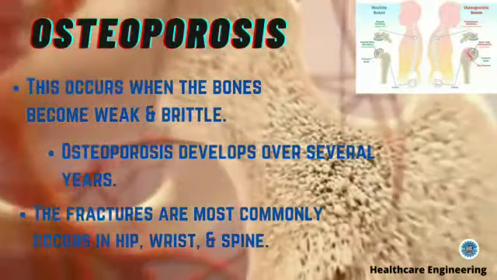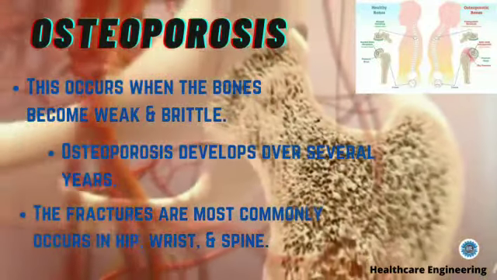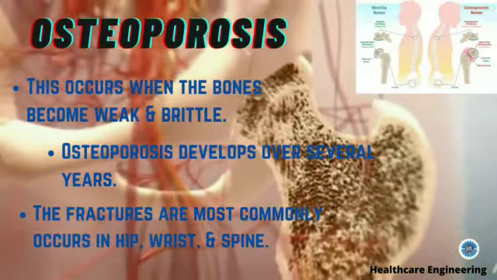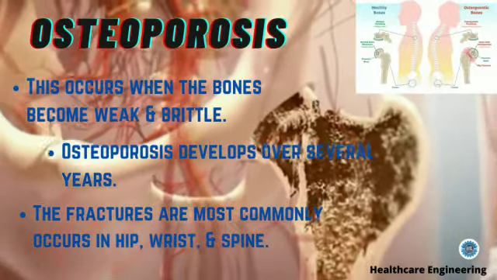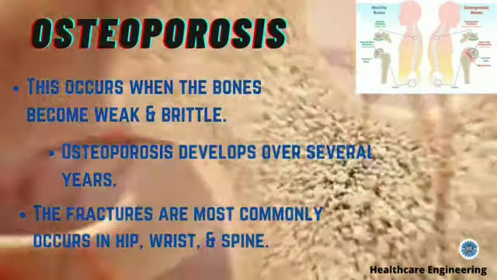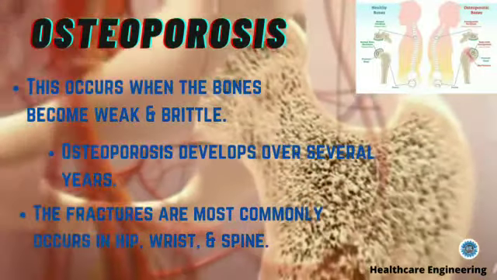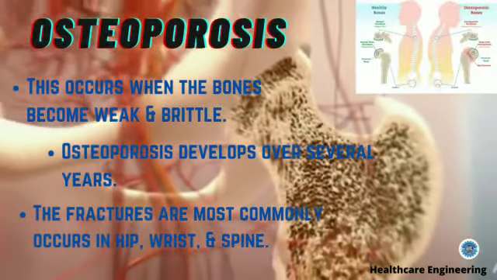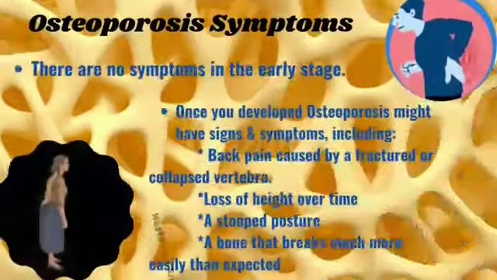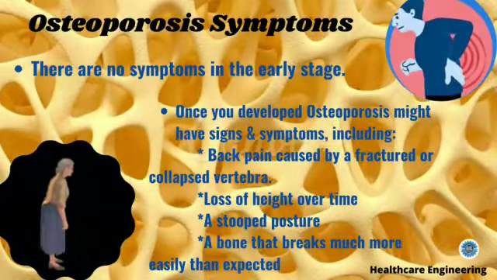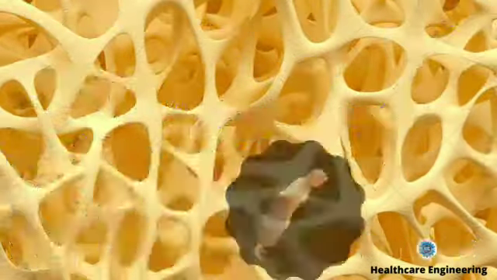It develops slowly over several years and is often only diagnosed when a fall or sudden impact causes a bone to fracture. These fractures most commonly occur in the hip, wrist and spine. Typically, there are no symptoms in the early stages of bone loss.